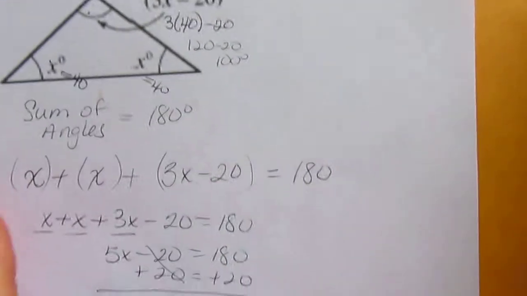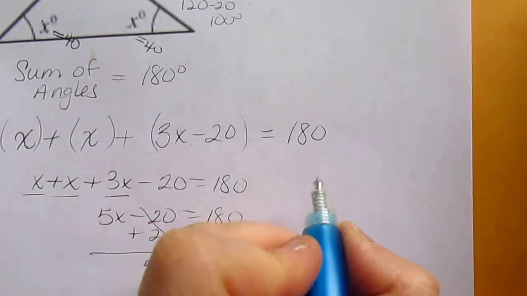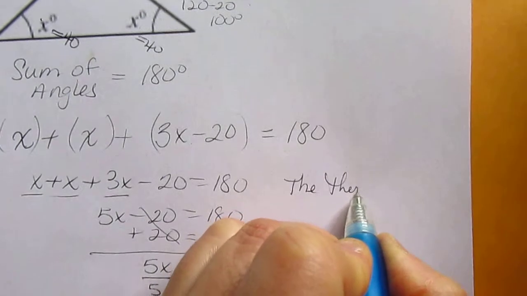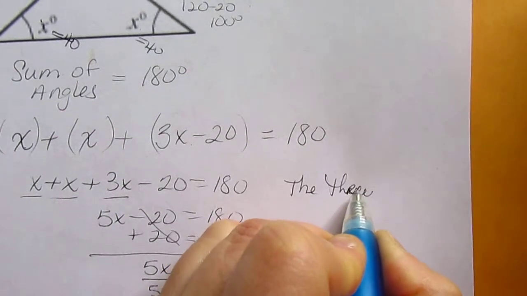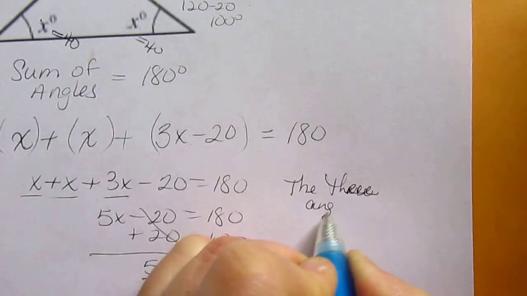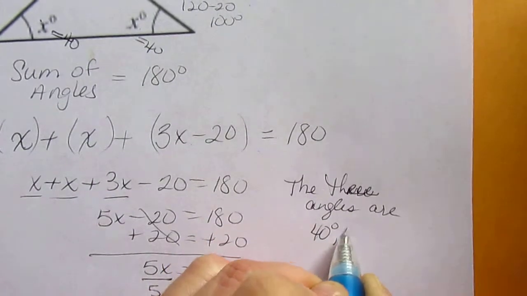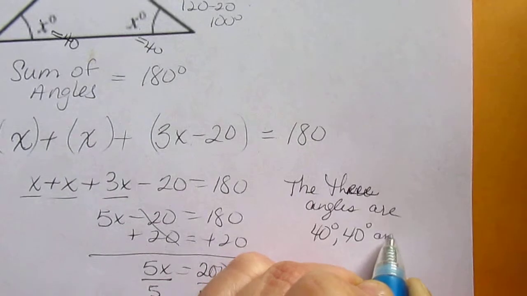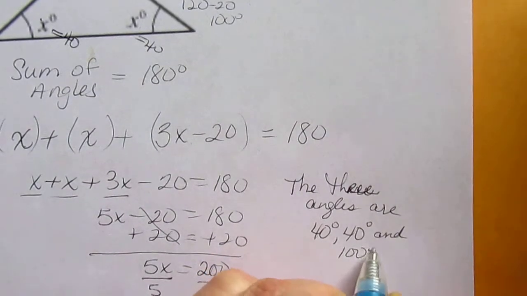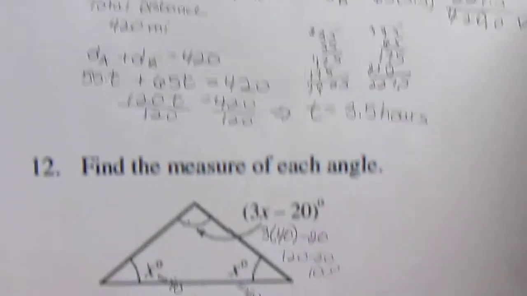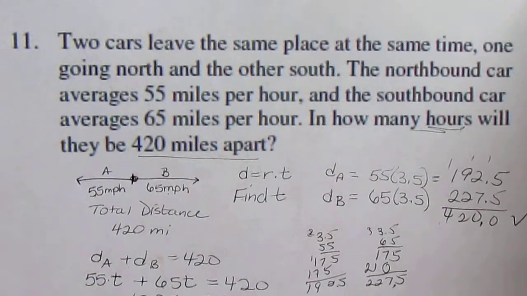So we need to finalize this by saying the three angles are 40 degrees, 40 degrees, and 100 degrees. And that's how you do question number 12. And earlier we just did question number 11.